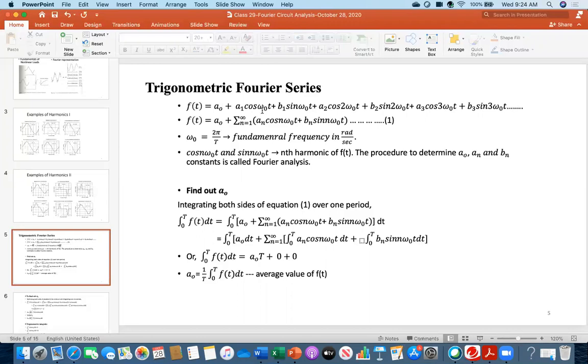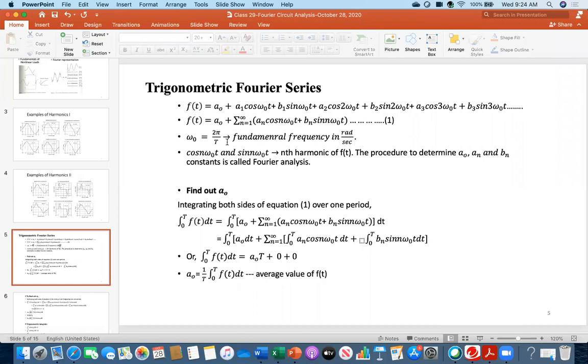Here there is a repetitive pattern like cosine omega naught, cosine 2 omega naught, cosine 3 omega naught, similarly sine omega naught, sine 2 omega naught, sine 3 omega naught, plus dot dot dot sine n omega naught. So you can write it in that format: summation n equal to 1 to infinity, then in parentheses a n cosine n omega naught t for all cosine terms. Similarly, for all sine terms, there is a constant b subscript n sine n omega naught t. So this is the general format.